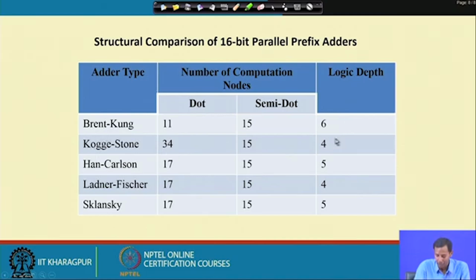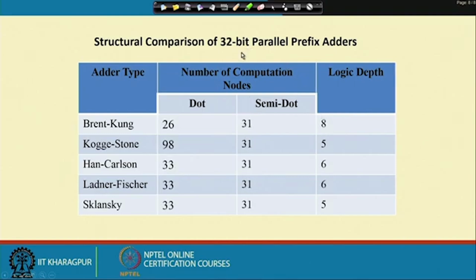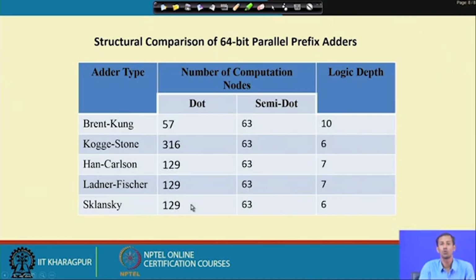Otherwise, if area is not that major a constraint, but speed is my major constraint, at that time we have to follow this Kogge-Stone architecture. So, this is for 16 bit and this is for 32 bit. Here you see that it is 5, for 64 bit it is 6, because that is log base 2 of n. So, for n equal to 64 this will be 6, for 128 this will be 7, but the number of dot operations is on the higher side compared to this particular 5.